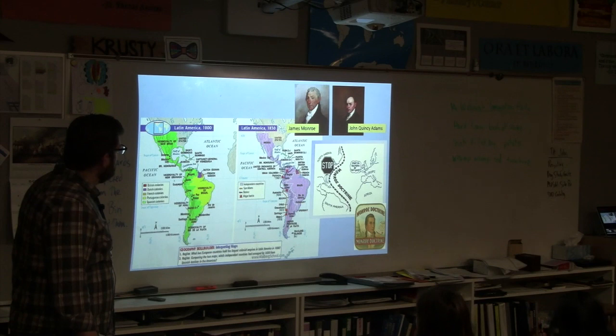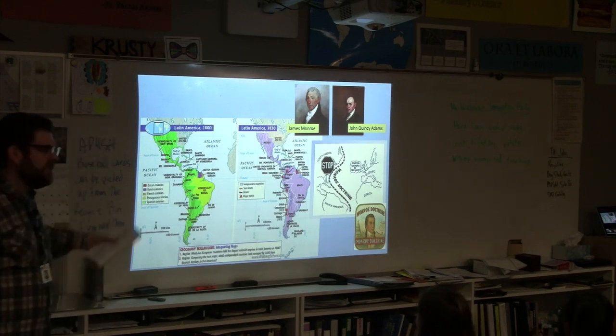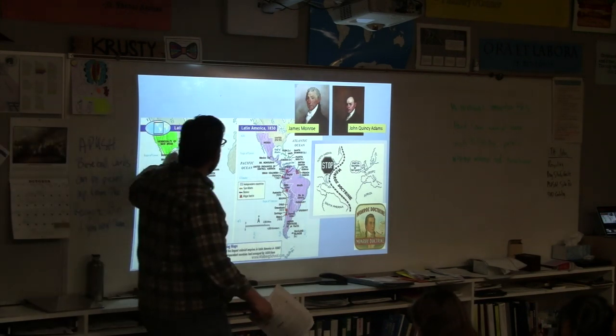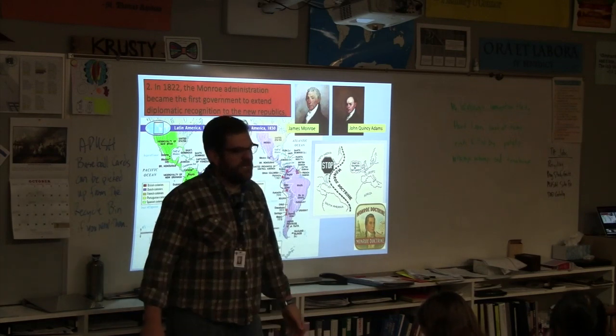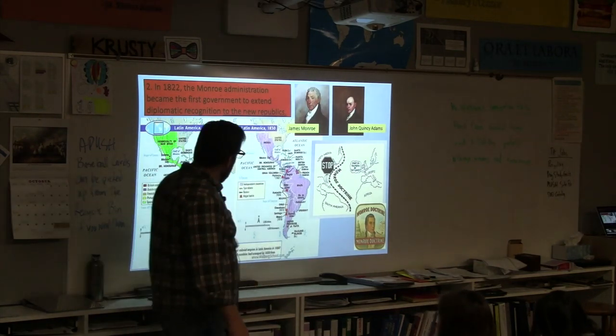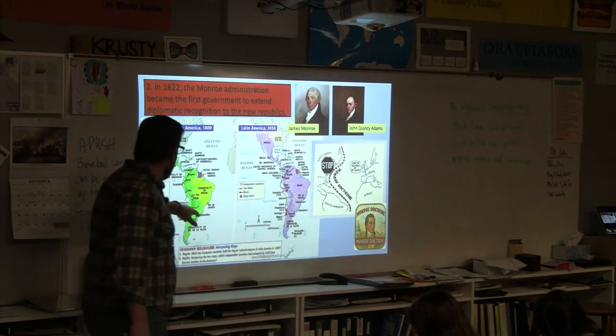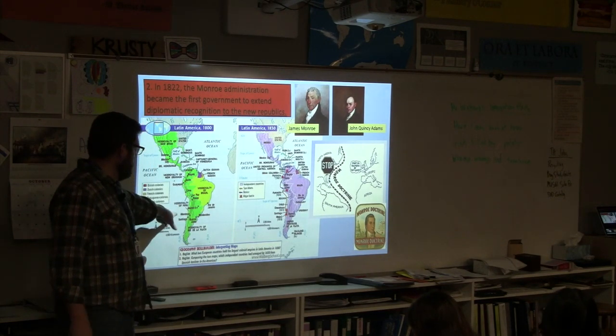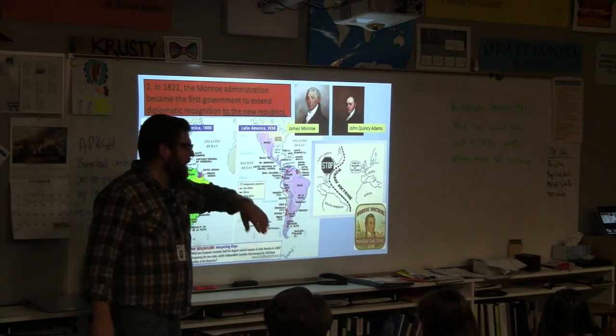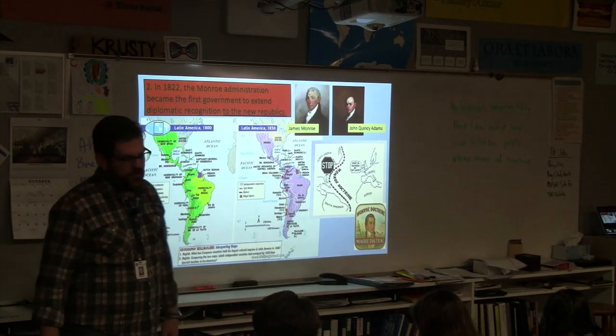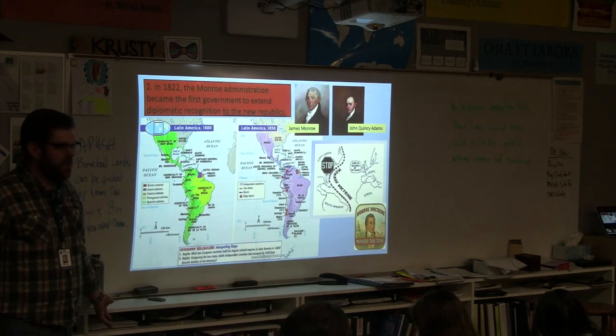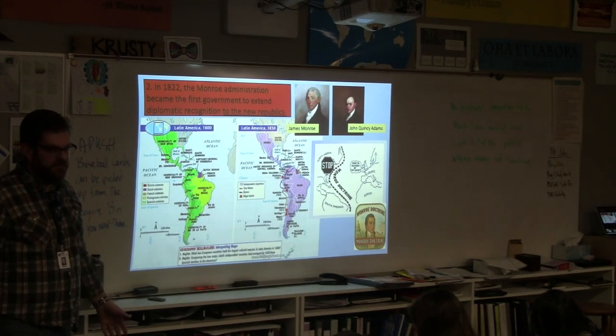And James Monroe needs some way, he thinks, to protect these new countries. He's extended to them diplomatic recognition. He says, okay, Peru, you used to be part of the viceroyalty of Peru, but now you're your own country, and we're going to recognize you as your own country. Recognition means to acknowledge they're a real thing, right?